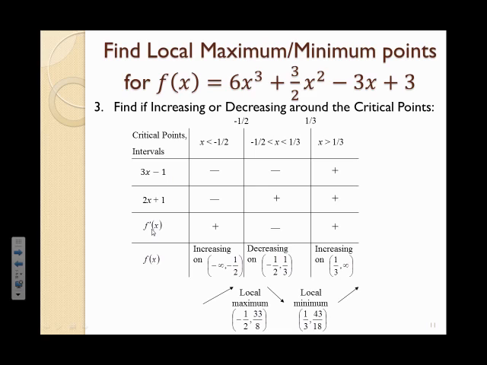So we're going to do the same thing. Find out the values of this and the value of this and multiply them together. Find out if it's positive or negative after we multiply. If it's positive, it's increasing. If it's negative, it's decreasing.